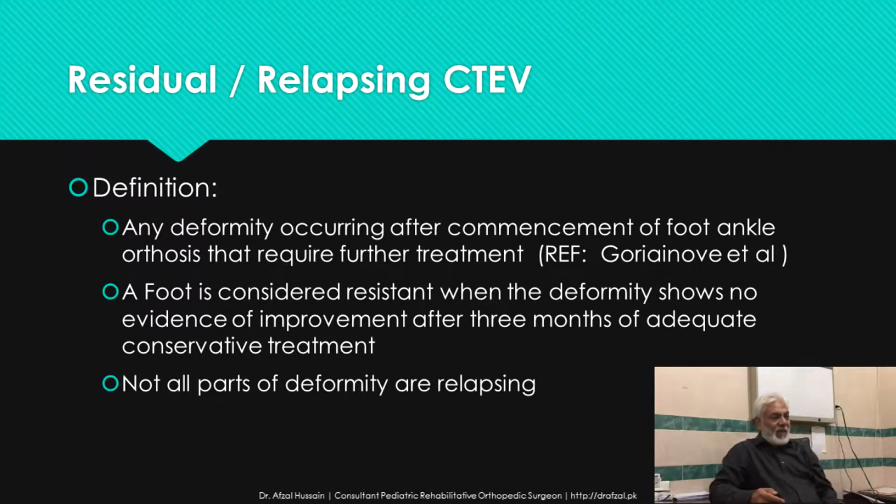The foot is considered resistant when the deformity shows no evidence of improvement after 3 months of adequate conservative treatment. We mentioned a little bit of this definition in the last lecture also, that when you find any deformity resistant, not improving after 2 casts, then you should move to the next step. And it should be remembered that when you talk about the relapsing or residual or resistant clubfoot, it is not a full-fledged deformity that you are encountering. So it is always some part of the deformity that is resistant, and we will see which part is most relapsing and most resistant to the treatment.